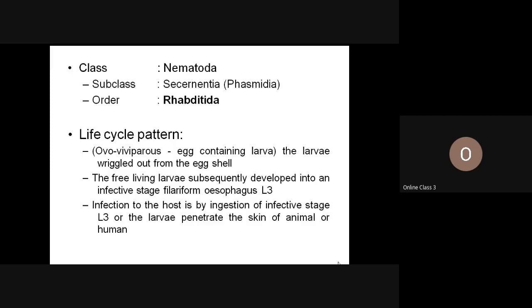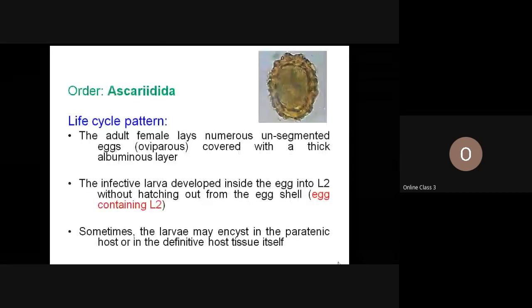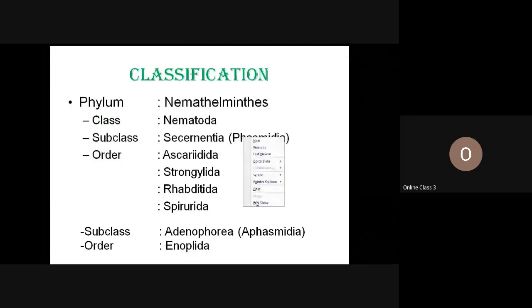Under this one we have four orders: Ascaridida, Strongylida, Rhabditida, and Spirurida.